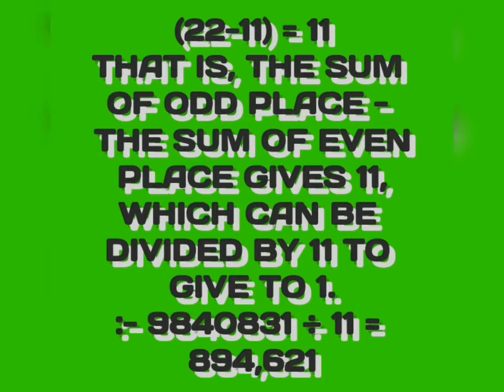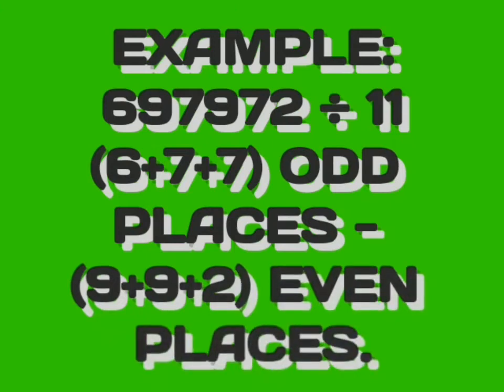Mind you, the rule says when you have 0 as the difference, or a multiple of 11. And 11 is a multiple of itself. That is, 11 can divide 11 to give you 1. So definitely it's a multiple of itself. So on that note, the number is divisible, which will give us 894621 when you divide the number by 11.